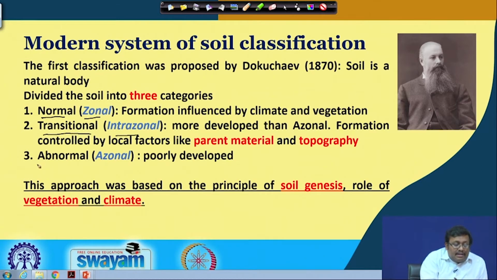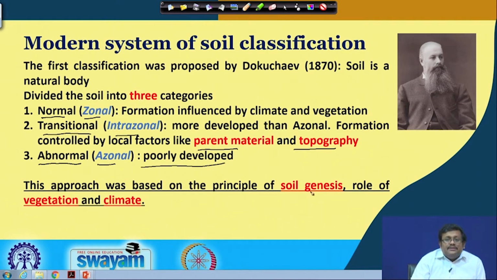The third category was abnormal soil. Now we term those abnormal soils as azonal soils. Azonal soils are very poorly developed soils, so you cannot see any well-defined horizonation in them. That is why these soils are called abnormal soils. Transitional soils are more developed than azonal soils, and their formation is controlled by local factors like parent material and topography. As you know, these are important factors of soil formation, as we have already discussed in the soil formation equation or formula.